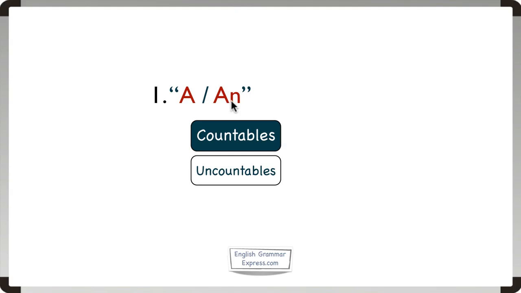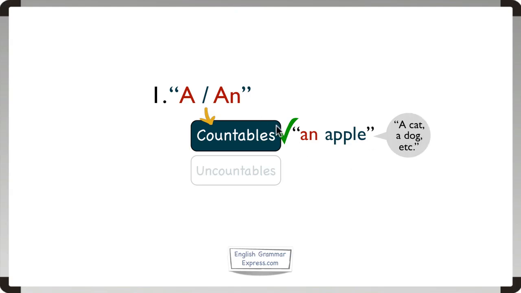And the first question is, can we use an with countable nouns? For example, can we say an apple? Apple is countable, of course. And the answer is, yes, we can. An is fine with countable nouns. Other examples are a cat, a dog, and so on. Now, do remember that we can only use an with countables in the singular. We can't say a cat's or a dog's, for example.